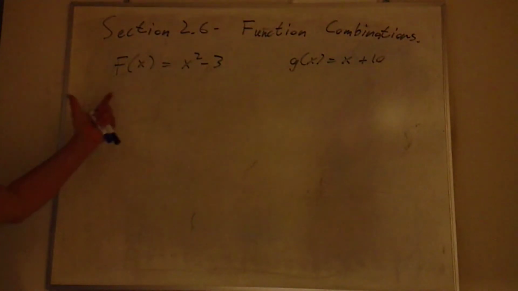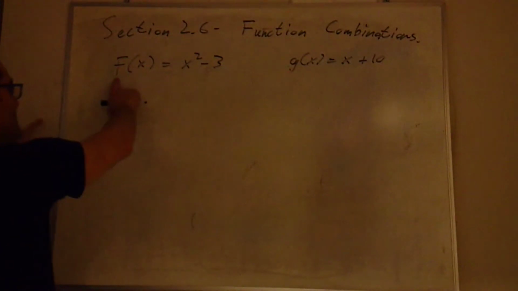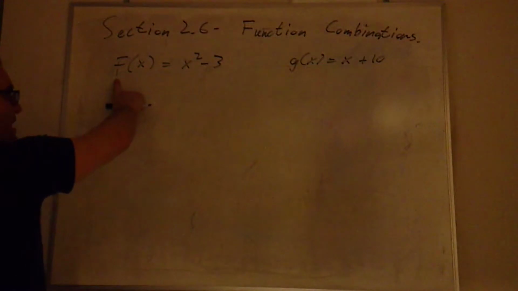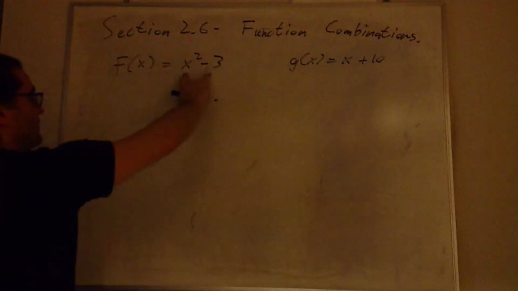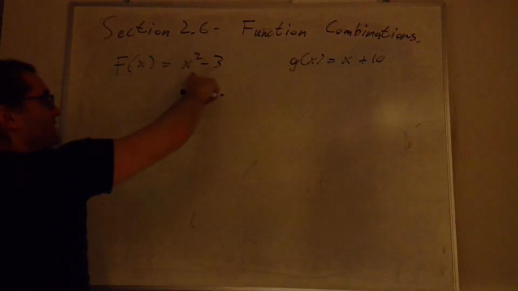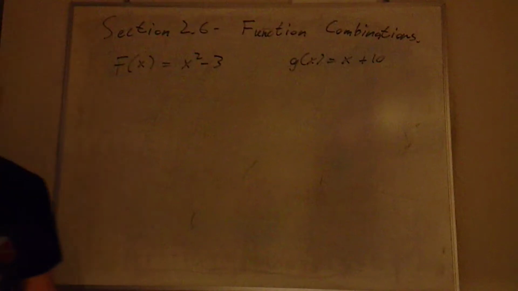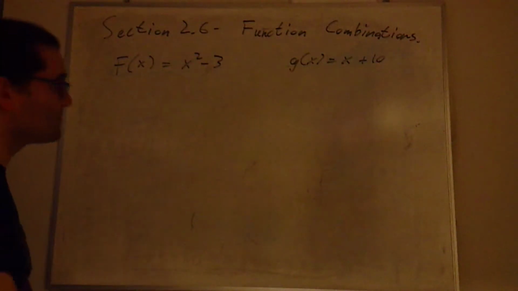So these are two functions. They both have output variables. In this case, the output variable is not a y, it's just an f, and here it's a g. They have input variables, they are equations. Anything you plug in for x is going to give you exactly one output here and the same here. So we have two functions. And we're going to start combining them.